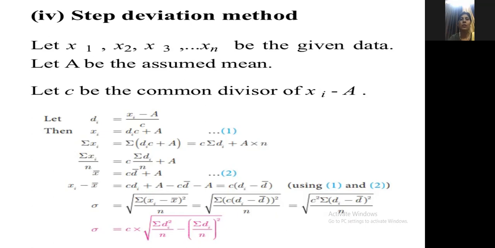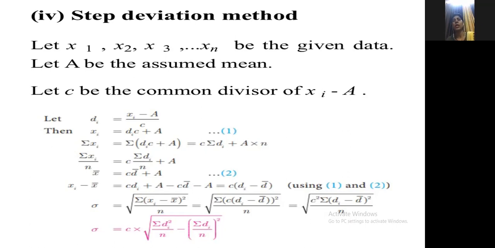The formula you can see here is sigma is equal to C, the class interval, multiplied by the square root of summation di square over n minus summation di upon n whole square. That part is similar to the previous one, so you can understand in a much better way what the small difference in this formula is. Let's understand it from the first part.